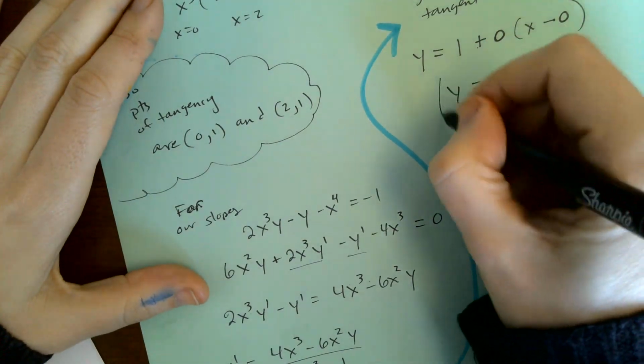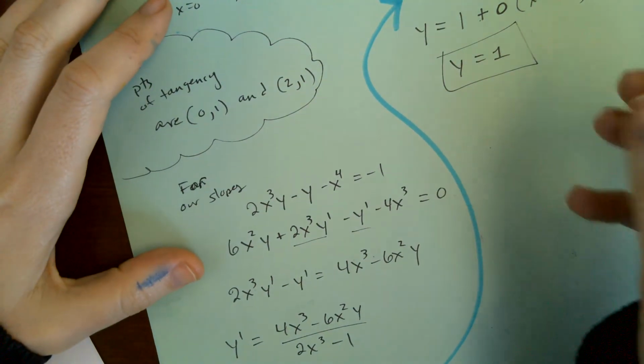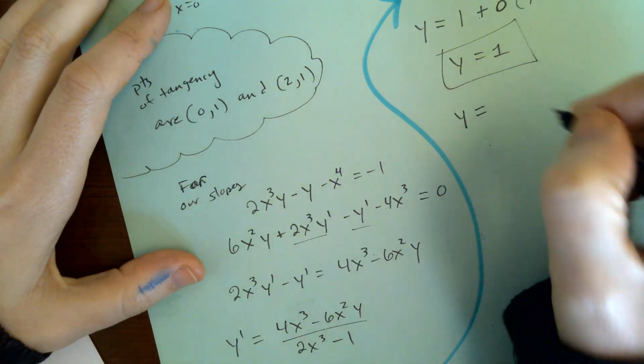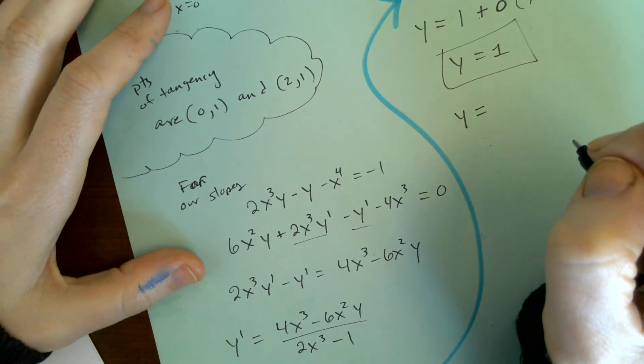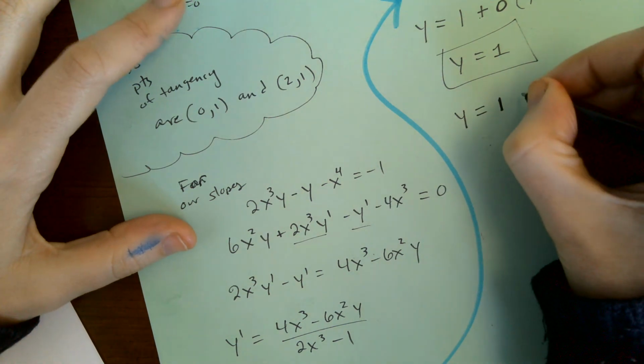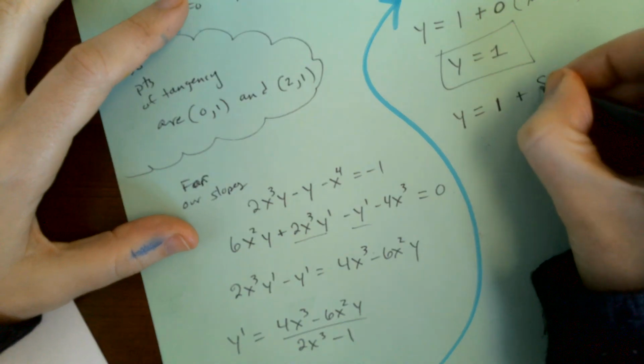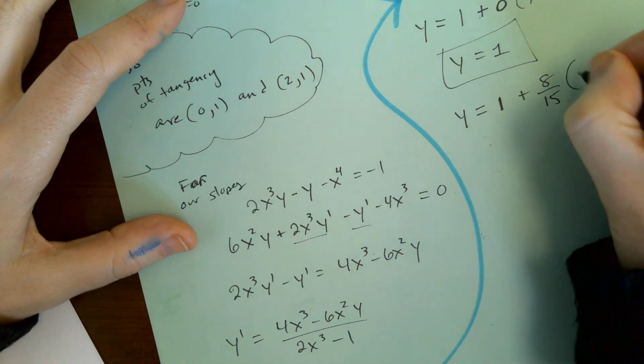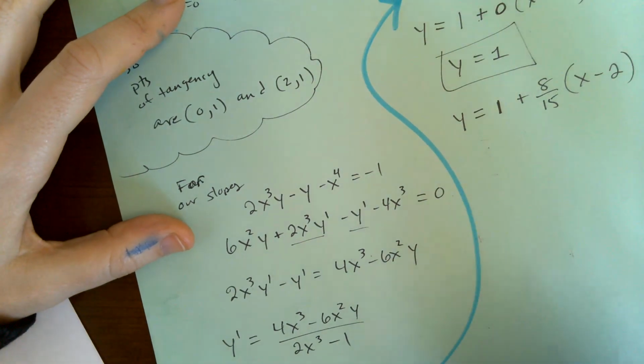Okay, so that's just y equals 1. And then the other one, y equals, so this time y of a, that's the y coordinate, is 1 again, plus 8 over 15 is the slope, and then x minus 2.